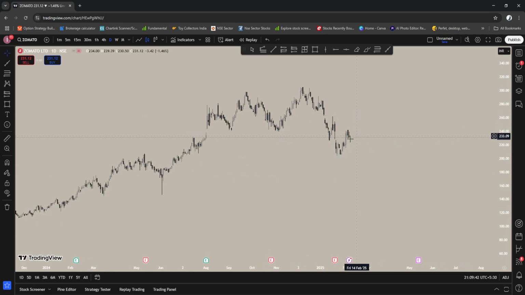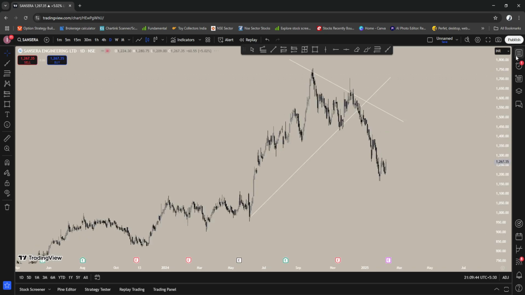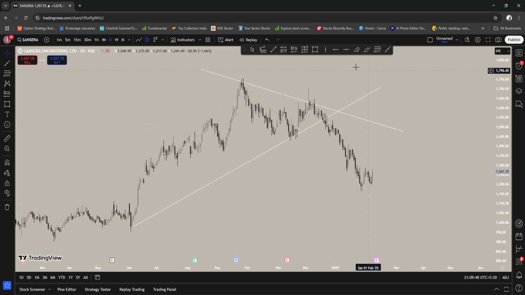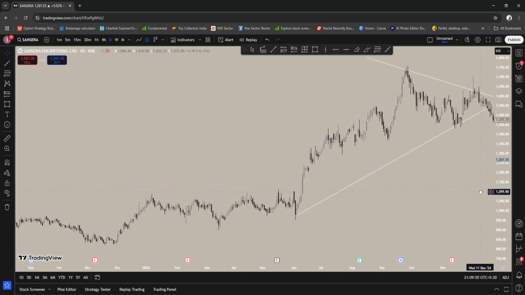Trend lines can be very confusing, guys. I know it can be very confusing. Let me show you guys. See this, this break and retest was perfect. If you guys see, it would have looked something like this.